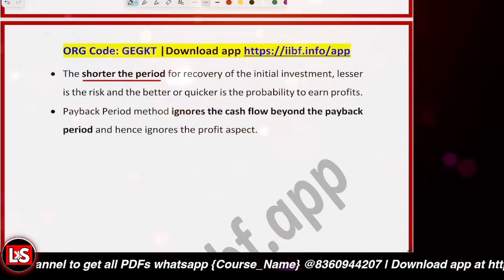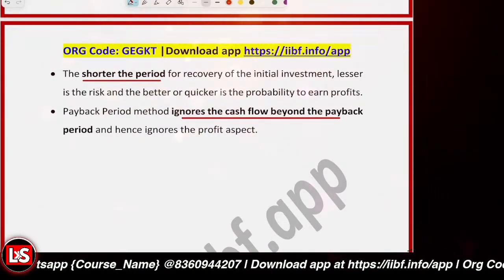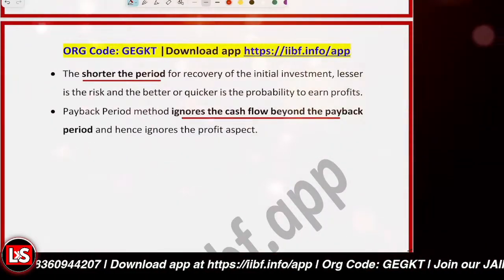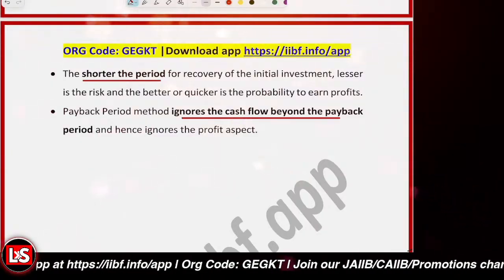But the payback period method does ignore the cash flows beyond the payback period. After the payback period, the values are ignored. And this is not scientific. It is focusing just on the recovery.